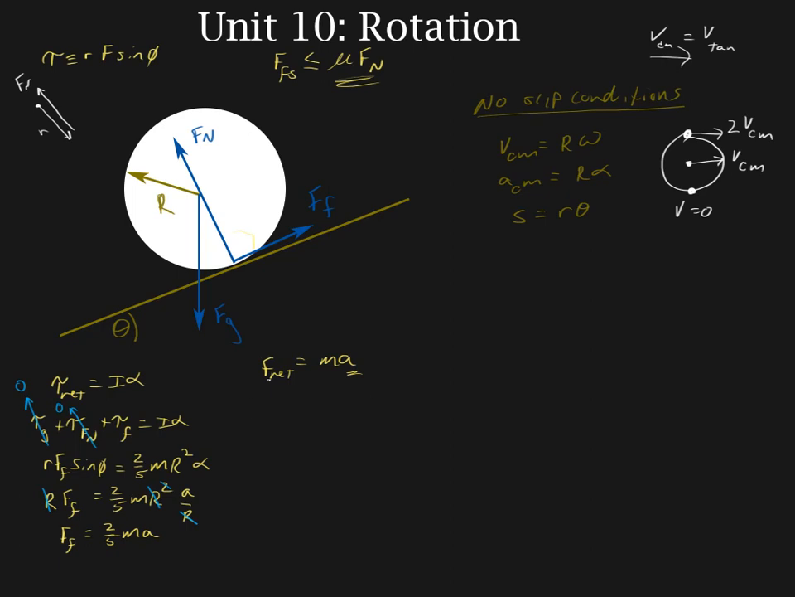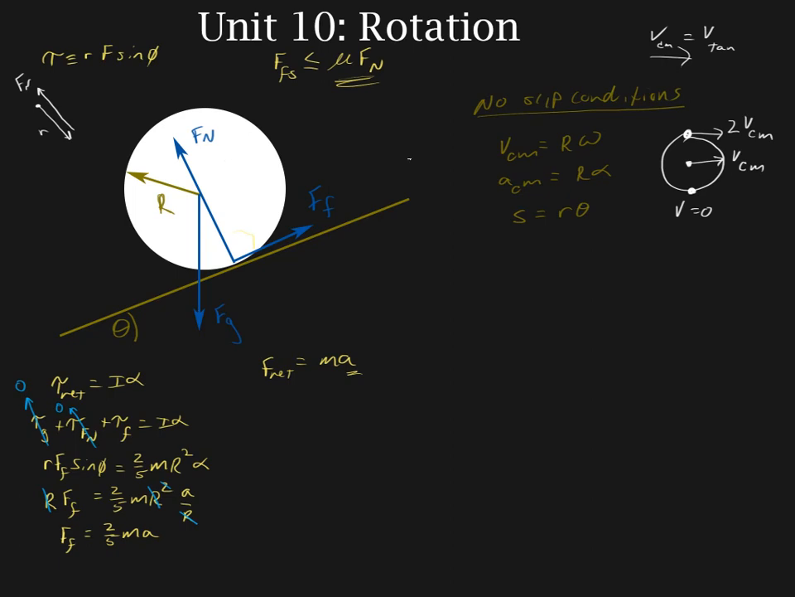So we're going to write those forces. What are they? Well, look carefully and you'll see that we've done this before. This is a ramp problem. We have the force of gravity pointing straight down, but the force of gravity has components which are perpendicular to the ramp and parallel to the ramp.